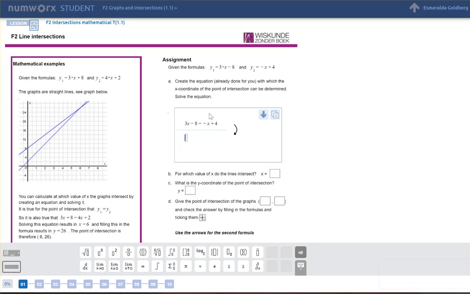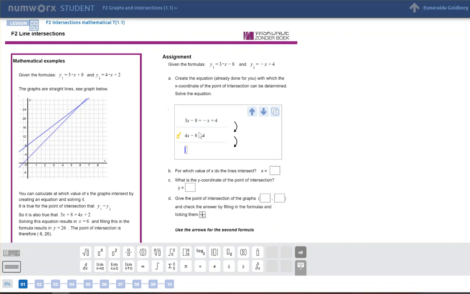So we're going to remove all of the x's from the right-hand side, which means removing minus x by doing plus x. That means I get 4x on the left-hand side instead of 3x. Minus 8 equals 4 then. Oh, equals 4. There we go.